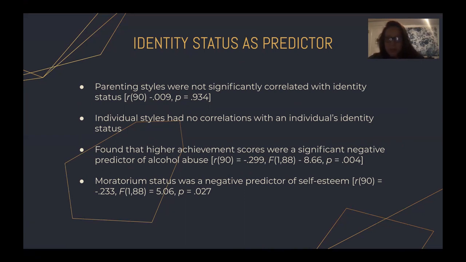However, we did find that higher achievement scores were a significant predictor of alcohol abuse, and that p-value was 0.004. And then moratorium and diffusion statuses were not correlated with risk behaviors, as well as having a negative predictor of self-esteem, and that had a p-value of 0.027. And then lastly, neither diffusion or achievement were significantly correlated. And now Emma will be talking to us about the discussion.